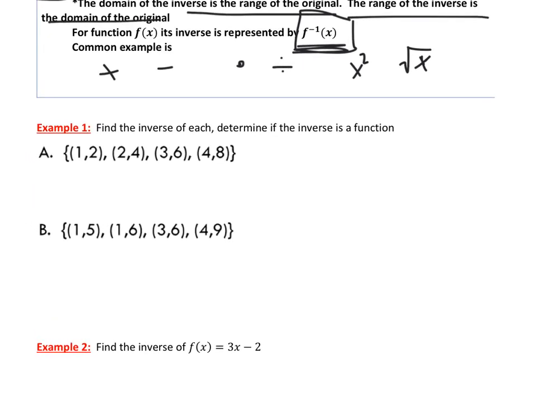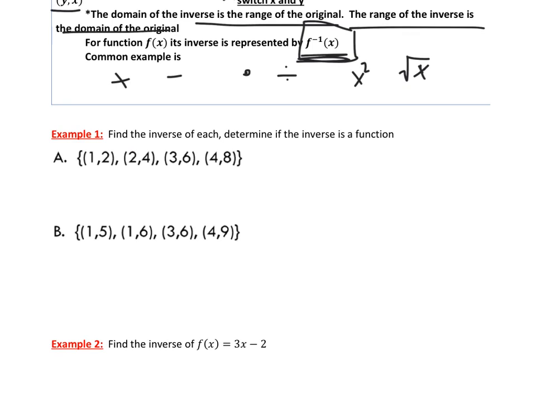So if we look at example 1 here, we're supposed to find the inverse of each and then determine if the inverse is a function or not. For A, notice that we have a bunch of ordered pairs, and the ordered pairs are in squiggly brackets. That is just a list of all the ordered pairs in the set. That's what the squiggly brackets are telling us.